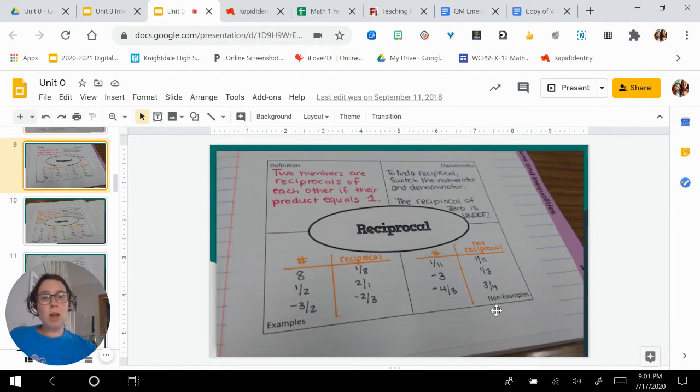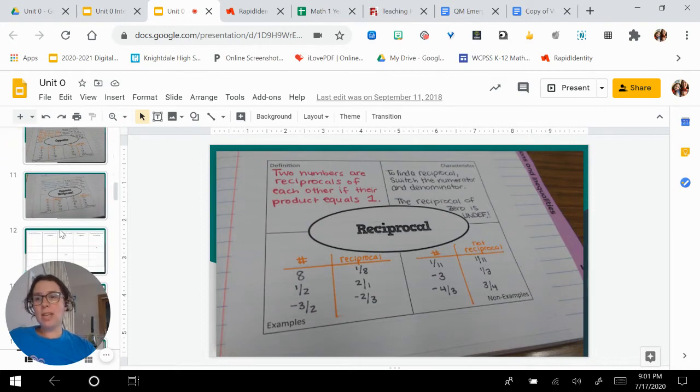So these are some non-examples here. So 1/11, same thing here. -3 became 1/3. The reason why that's not reciprocal is because the negative sign should still be there. -4/3 became 3/4. Again, it flipped, but the negative should still be there.